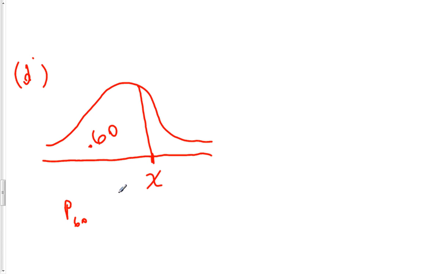All right, so this is what we're going to do. We're going to have to find the z-score that separates the bottom 60% from the top 40%. And then we're going to use the formula x equals mu plus z times sigma in order to find what the actual height is that separates the bottom 60% of men from the top 40%. So let's go ahead and do that. The first thing we want to do is find out what the z-score is that separates the bottom 60 from the top 40.